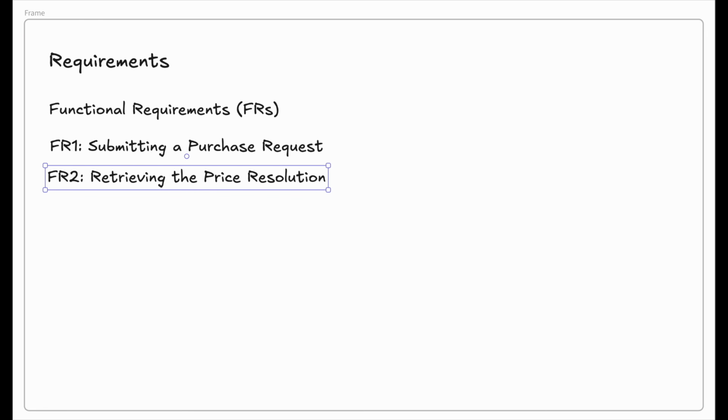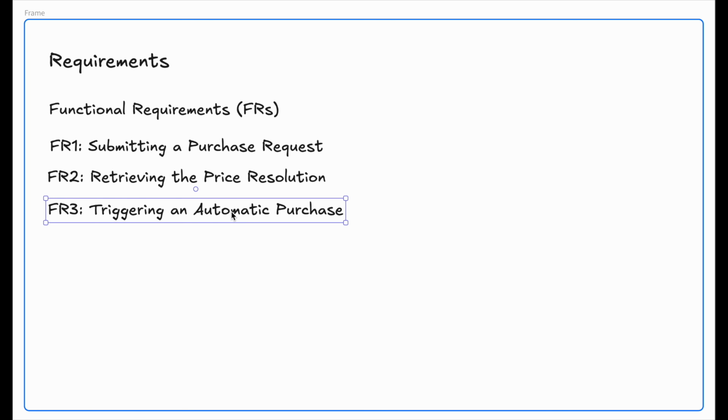Functional requirement number 2, retrieving the price resolution. Once I've made the request, I want to know whether the system found a seller within my budget, or at the very least, what the lowest available price was. This gives the user transparency, even when no match is made. And finally, functional requirement number 3, triggering an automatic purchase. If a seller's offer meets my criteria, I want the system to go ahead and buy the book for me automatically. No extra confirmation step needed. That is how we deliver a seamless shopping experience.